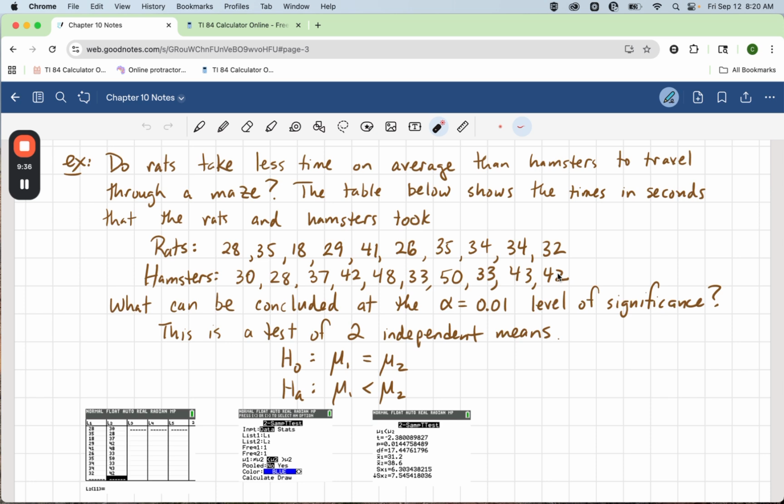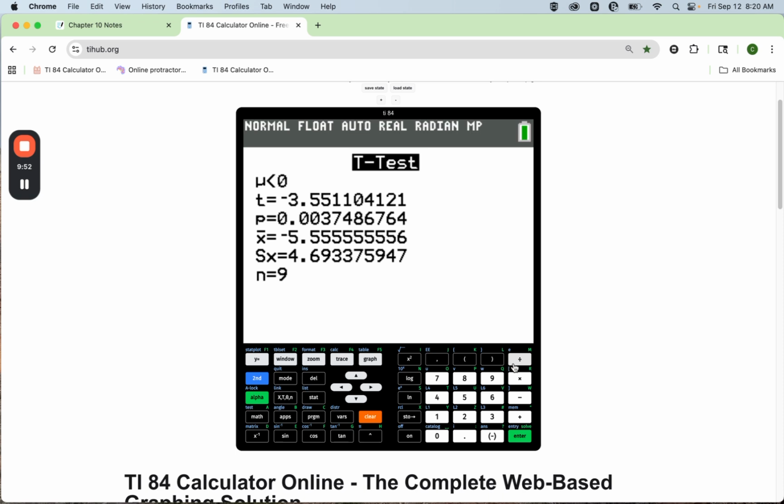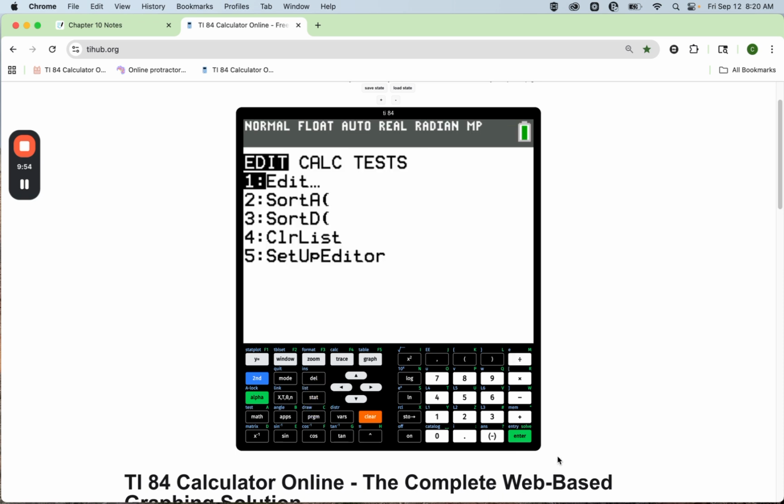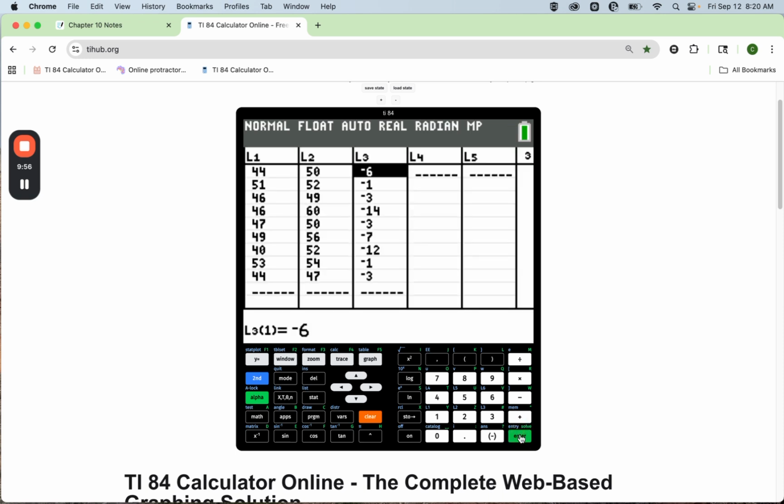Okay, so we have to enter those into our lists again. Our H0 is going to be mu1 equals mu2, and our rats better than hamsters, so mu1 less than mu2 is going to be our alternative. So I go back into my calculator. I am going to go to stat, edit, and we want to clear out those lists.